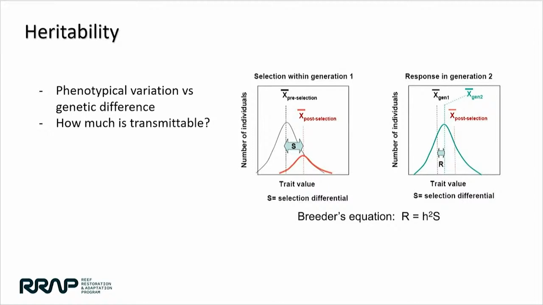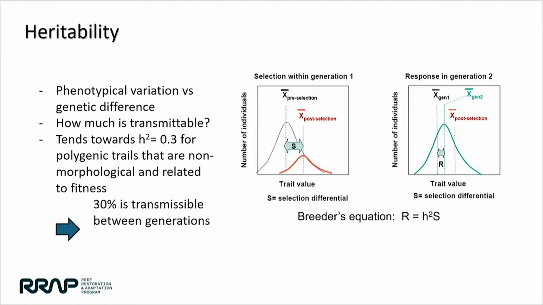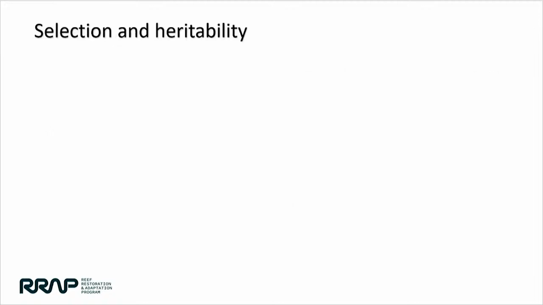We commonly use the breeder's equation to go from one generation to the next. The main thing we're looking at here is heritability, which is generally assumed to be about 0.3 for polygenic traits that are non-morphological and related to fitness. What that means is we're only transferring about 30% of that thermal tolerance to the offspring. That becomes really important when we're looking at how thermal tolerance can spread through a population and in recovering populations. So let's put those two things together.